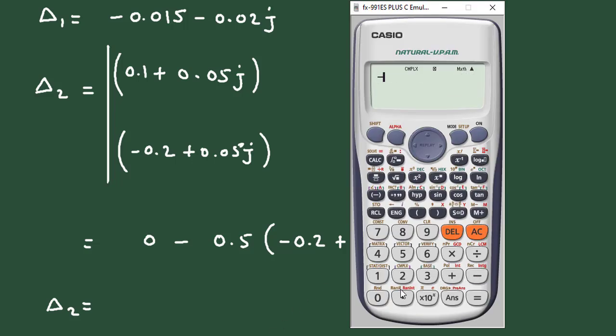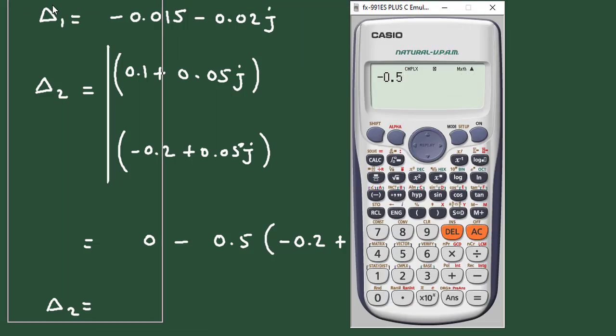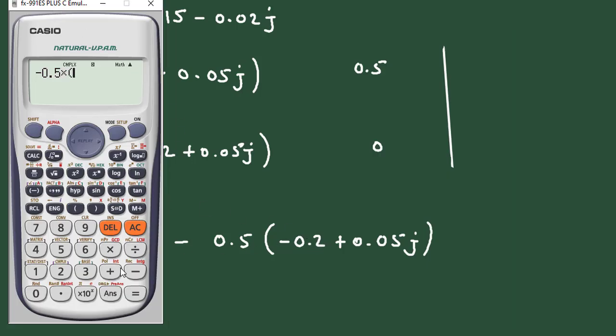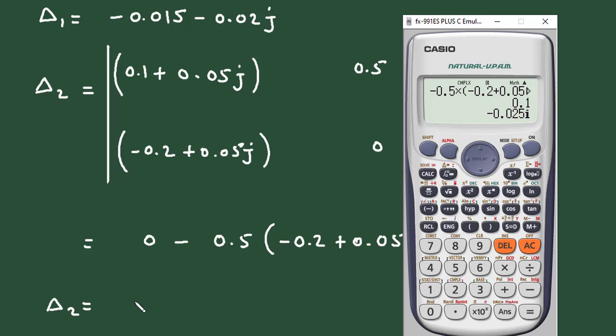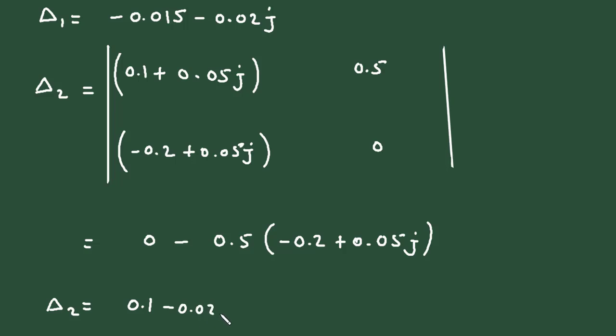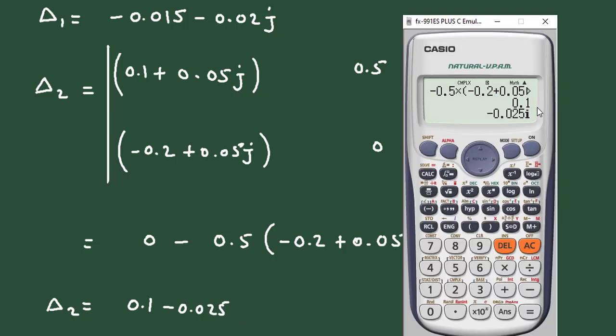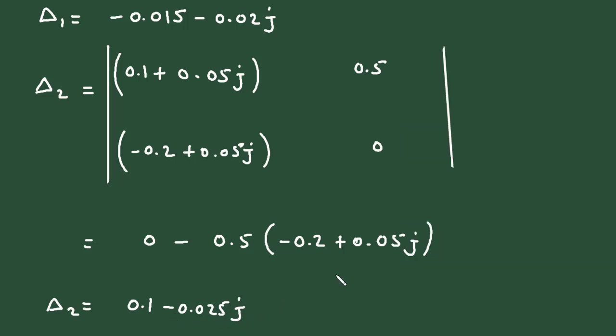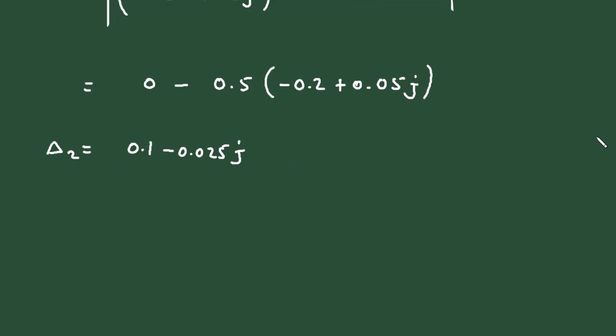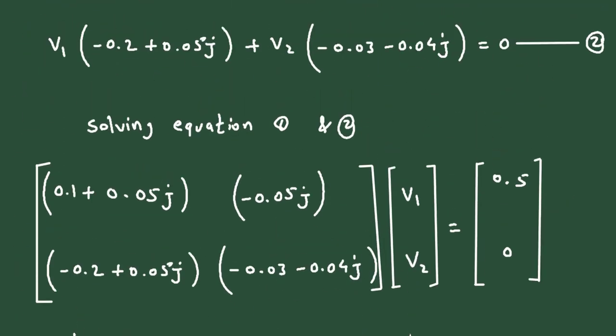Now let's solve this. So minus 0.5 multiplied with minus 0.2 plus 0.05 into j. It is equal to 0.1 minus 0.025 j. So this is the value of delta 2. Now we can easily find the value of V1 and V2.